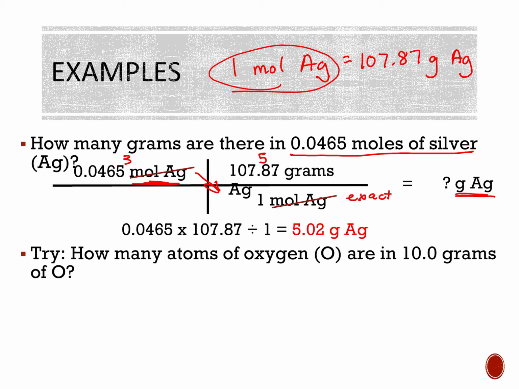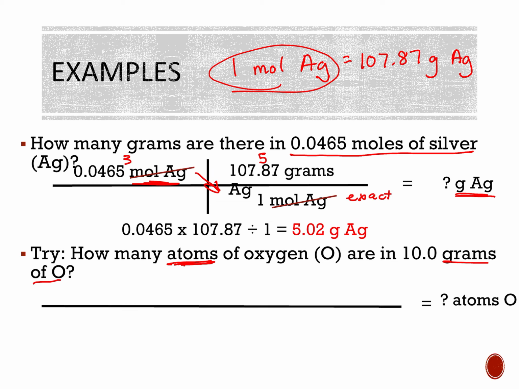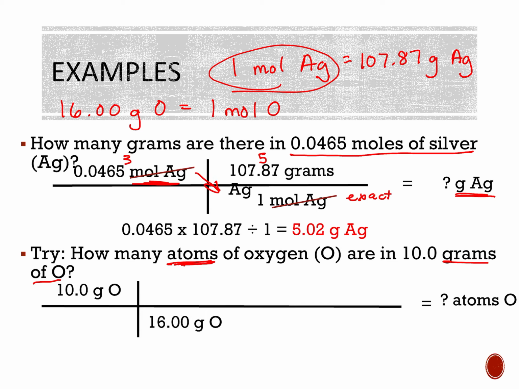The second one is going to use both conversion factors because we're trying to find atoms from grams. So we're going to start with our grams in that top left, 10.0 grams of oxygen, and we need to convert grams of oxygen into moles of oxygen. So we know 16.00 grams of oxygen is equal to 1 mole of oxygen. So we'll use that conversion factor to change into moles of oxygen. Right? So grams has to cancel grams, so our 16 grams will go on the bottom, 1 mole will go on the top, and we double check grams of oxygen cancels grams of oxygen, and now we're left with moles.